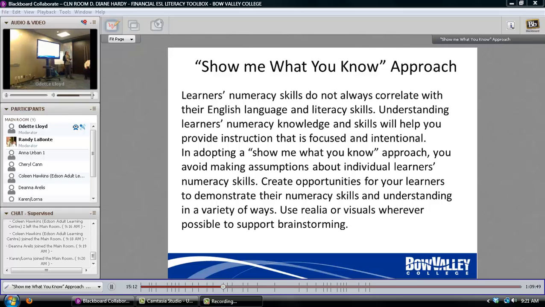So a couple of things just around our approach, and we'll move into this a lot, but we started with a show me what you know approach. And this is really to get rid of our assumptions that we may make about what we think their numeracy skills are or what we expect their financial literacy knowledge to be. The show me what you know approach is really having learners demonstrate their knowledge of numeracy, their understanding of credit, and we often use real-life visuals whenever possible in brainstorming. In that brainstorming, we also elicit a lot of the vocabulary that they are searching for or that they themselves are using.